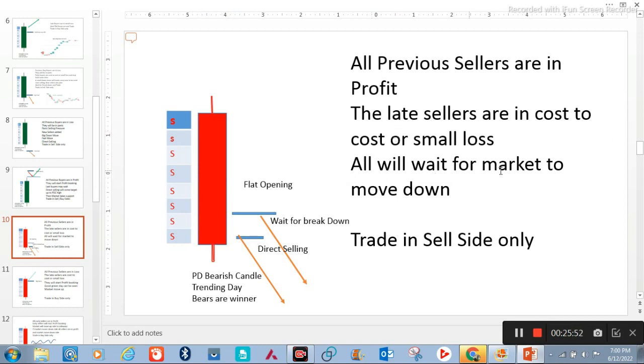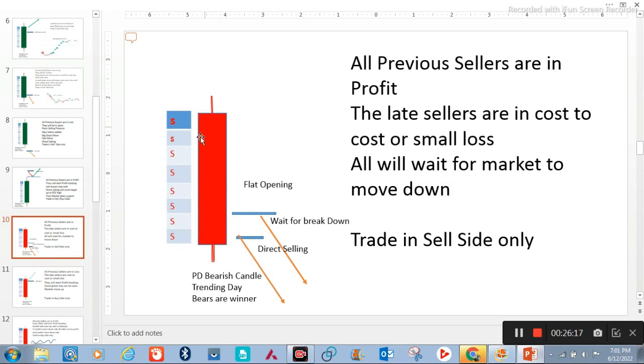Or will wait for market to move down. Why? Market is in favor of the sellers only. All will wait for market to move down. So all these sellers sitting in the sell side, they are profitable. They will wait for the market to move down only.